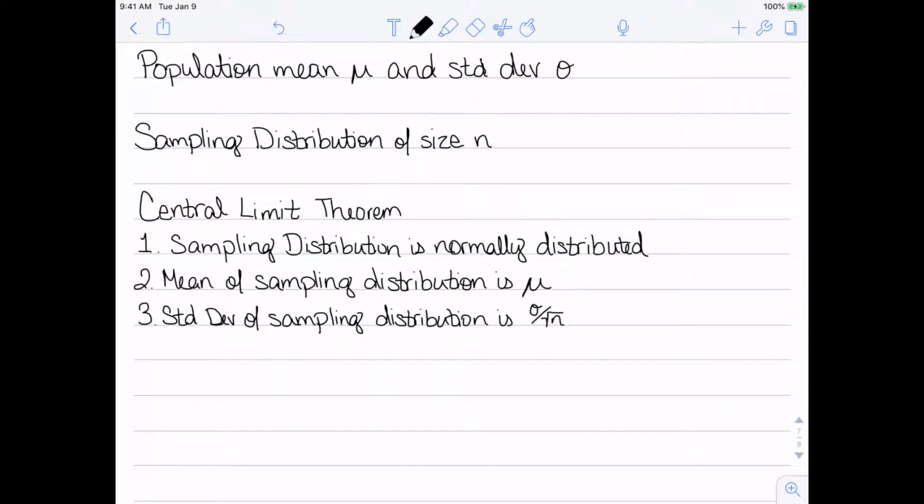The last thing it tells us is about the standard deviation. The standard deviation of the sampling distribution is the population standard deviation divided by the square root of n. So it's sigma over the square root of n. Let's look into this a little bit more and see exactly what it is that we're saying.